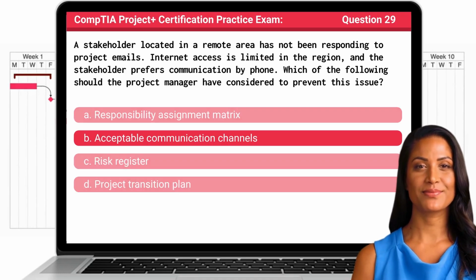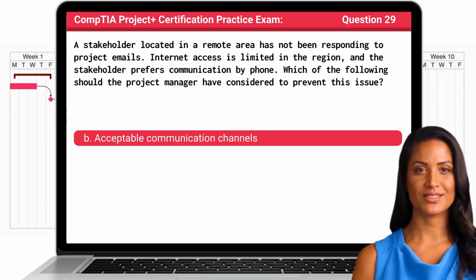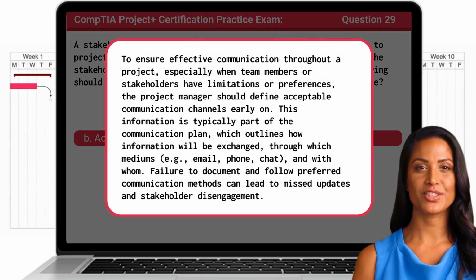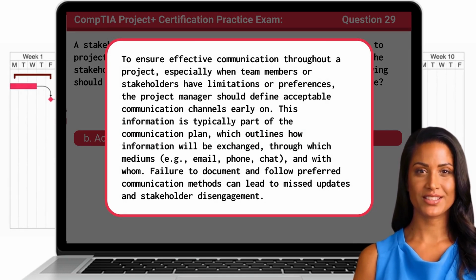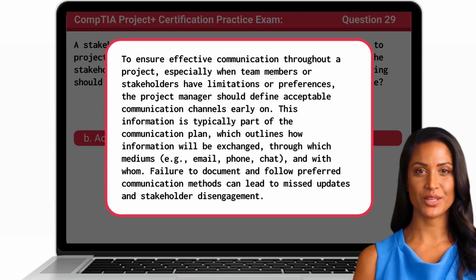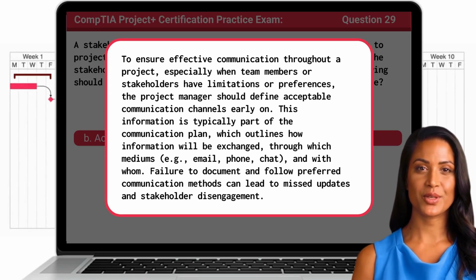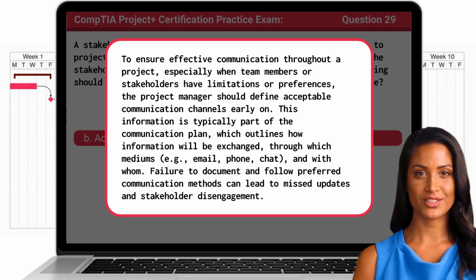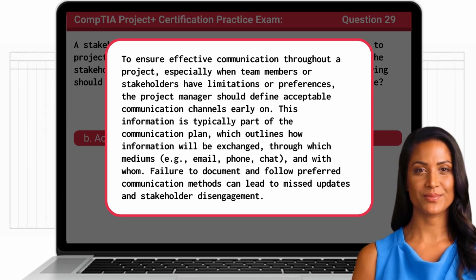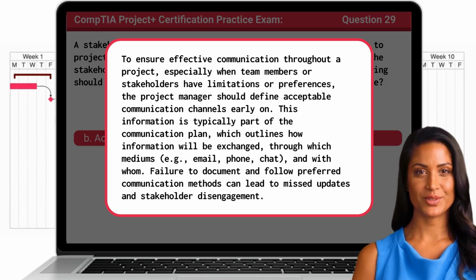The answer is B. Acceptable communication channels. To ensure effective communication throughout a project, especially when team members or stakeholders have limitations or preferences, the project manager should define acceptable communication channels early on. This information is typically part of the communication plan, which outlines how information will be exchanged, through which mediums, and with whom. Failure to document and follow preferred communication methods can lead to missed updates and stakeholder disengagement.